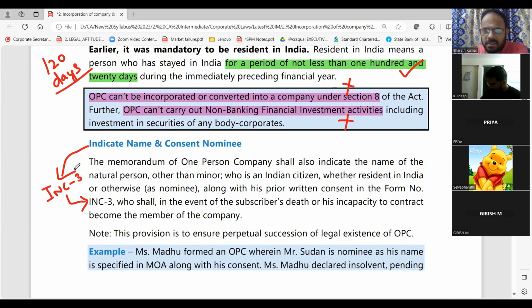So both these things need the prior written consent. See what I am underlining: with the prior written consent, you should get it in form number INC 3. Because if the main person dies or is incapacitated to contract, the nominee will become the member of the one-person company. Are you clear? So I told you 1 plus 1, so that perpetual succession is there. Perpetual succession means the continuous, going concern concept, a fundamental accounting assumption.